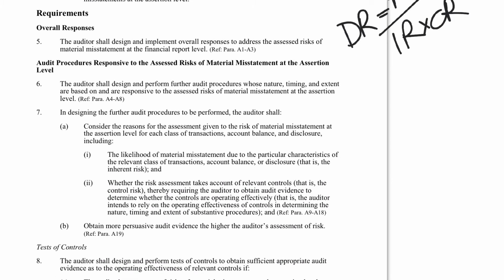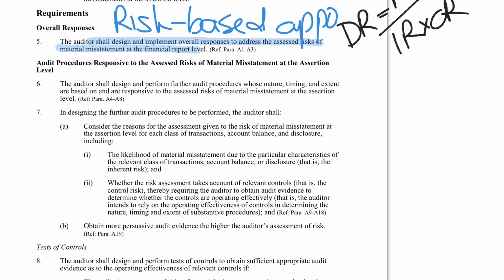Well, if we look at paragraph 5, I shall design and implement responses to address the risks of material misstatement. So this, again, the basics, is just saying we're going to take our risk-based approach. And where we have risks, I'm going to do something to make sure that I'm gathering evidence.